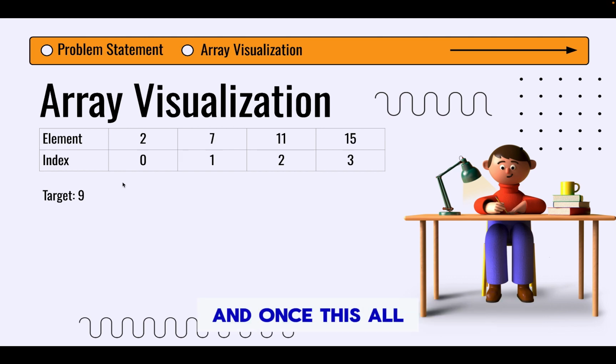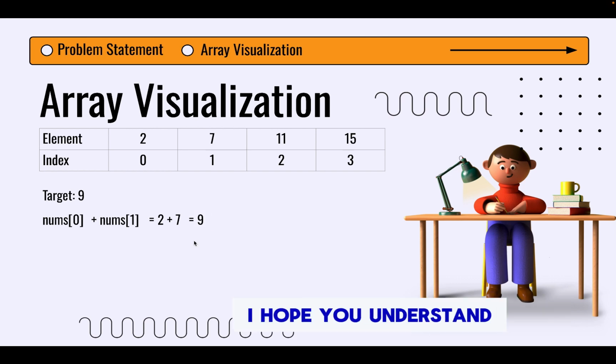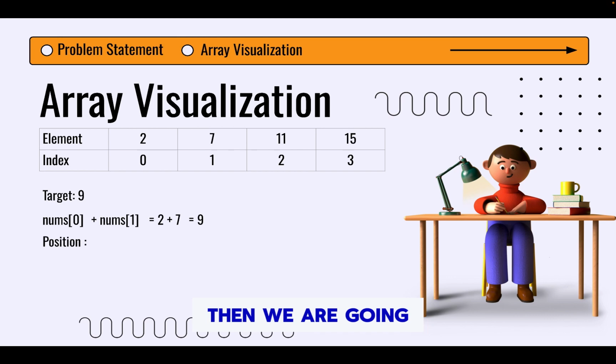And once all of this is done, we can see nums[0], where nums is the name of the array that we are going to use in the program, and nums[1]; these will be added together. On the 0th position we have 2, on the 1st position we have 7, so it will be 2 plus 7 equals 9. I hope you understand this. If not, then we are going to do the code and you will understand it easily.